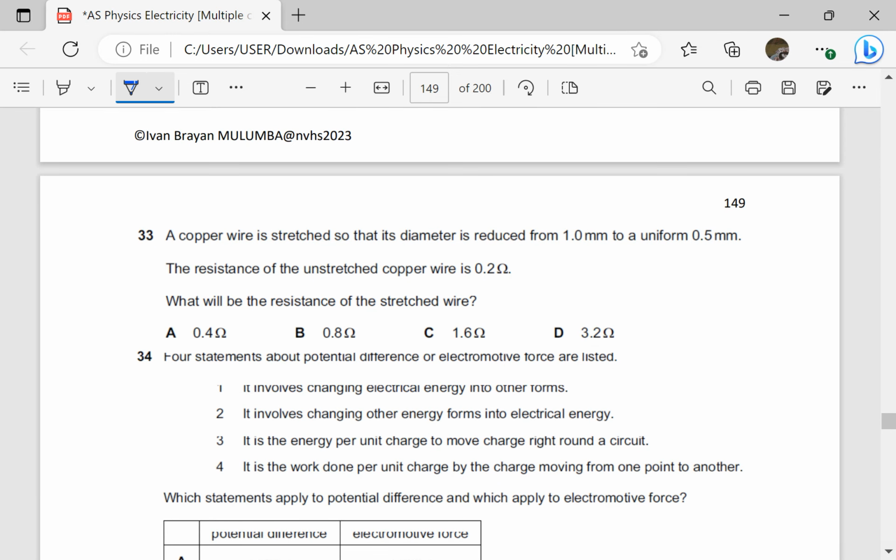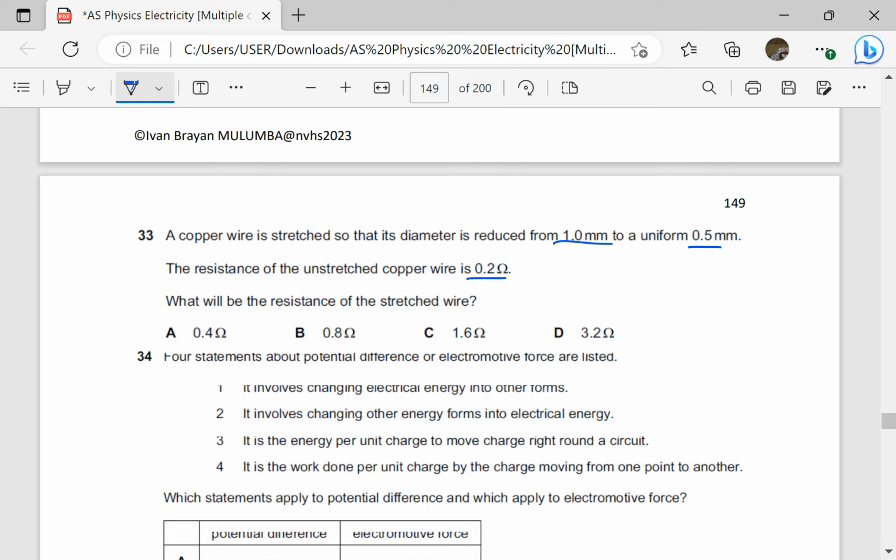A copper wire is stretched so that its diameter is reduced from 1 millimeter to a uniform 0.5 millimeters. The resistance of the unstretched copper wire is 0.2. What will be the resistance of the stretched wire? Now, they have not given us anything to do with resistivity or the length, but they have told us it is stretched. If a wire stretches, it means length increases, cross-sectional area decreases, and the volume remains the same.